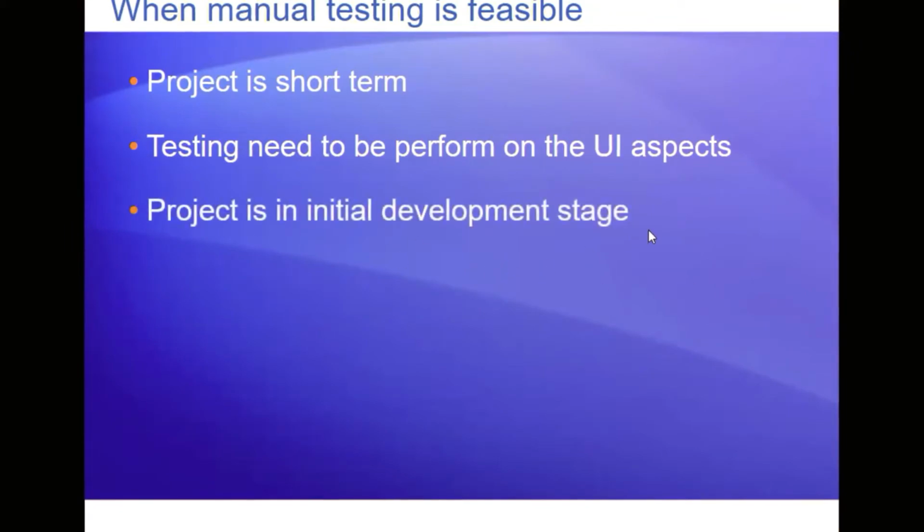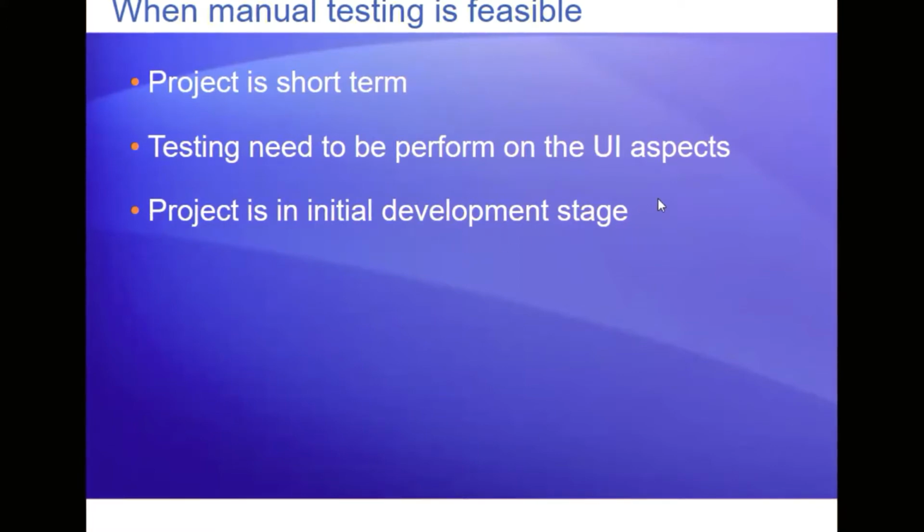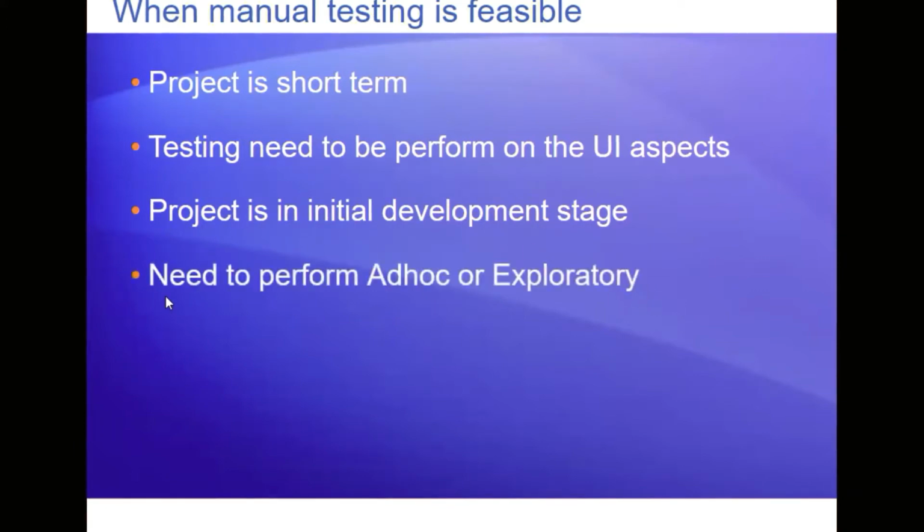And if the project is in the initial development stage, then we'll prefer manual testing, because in the initial development stage, the developers will make some modifications. So if the UI is changed, then we need to change our scripts. That is a little bit of a headache. That's why, if it is the initial development stage, then we'll do manual testing only. If it is after development, when everything is developed, like 70% or 80% of development is done, then we'll go with automation.